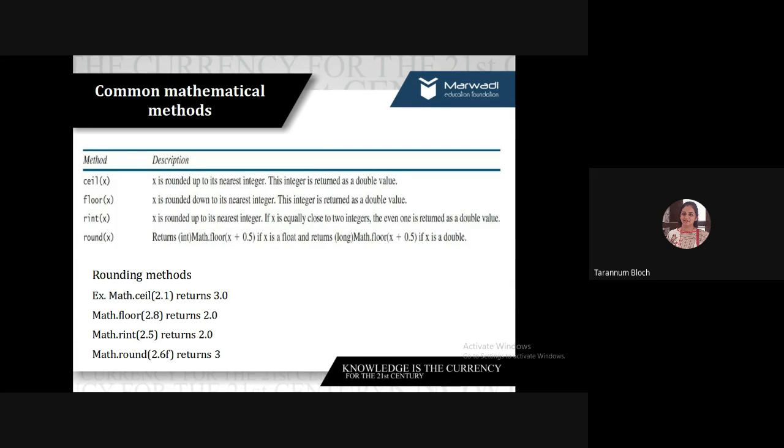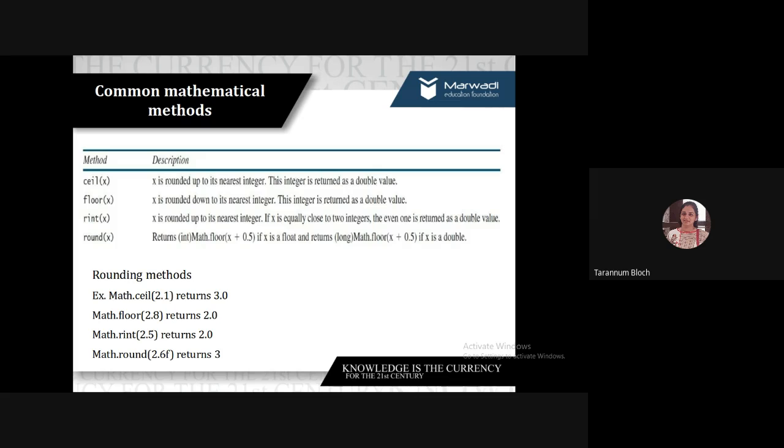Don't confuse yourself with the mathematical methods ceil and floor. Ceil is used to go up to the nearest integer. For 2.1, obviously the upper integer is 3. When I say down, I want to go down. For 2.1, down is 2. If I want 2 as an output, I should use floor. Is it clear, the difference between ceil and floor? Is it clear, guys? Yes, ma'am. Okay.